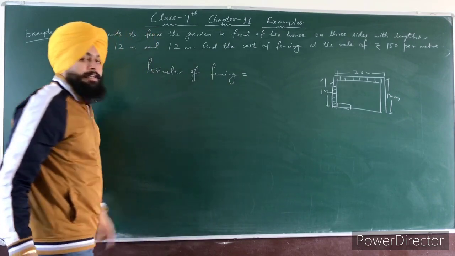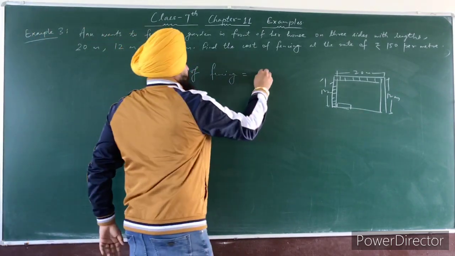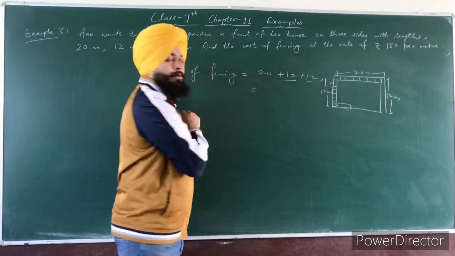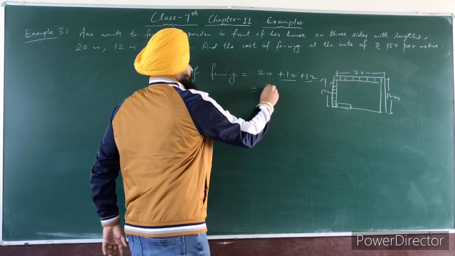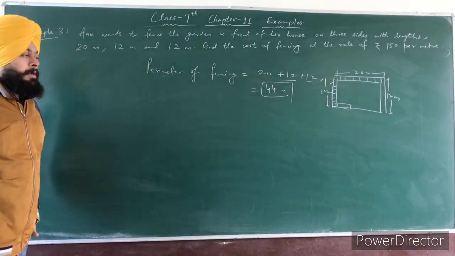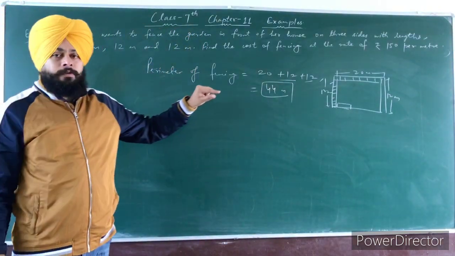So perimeter of fencing is how much? 20 plus 12 plus 12. 12 plus 12 is 24. 24 plus 20 is 44. So the 44 meter is the total length of fencing.